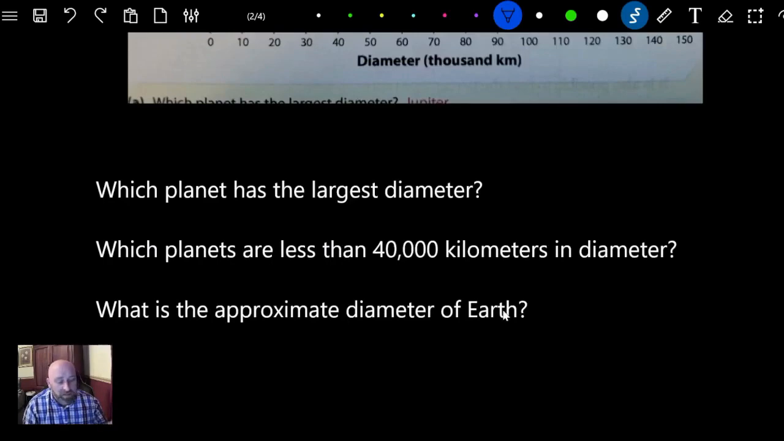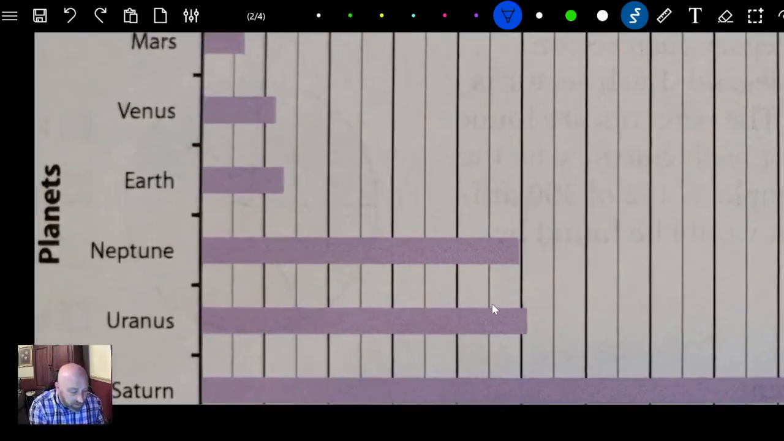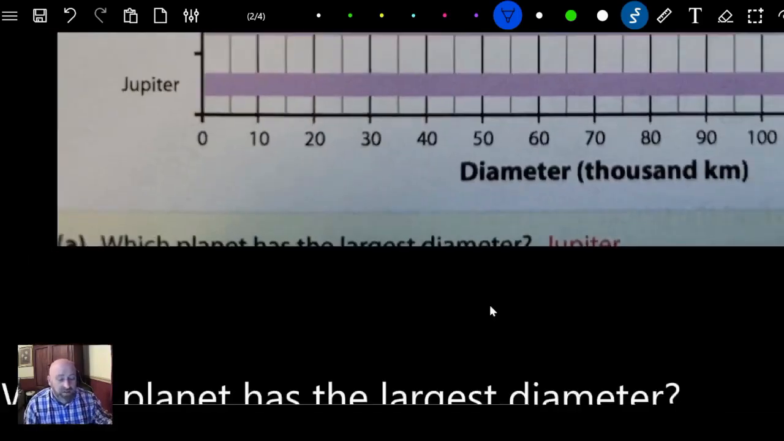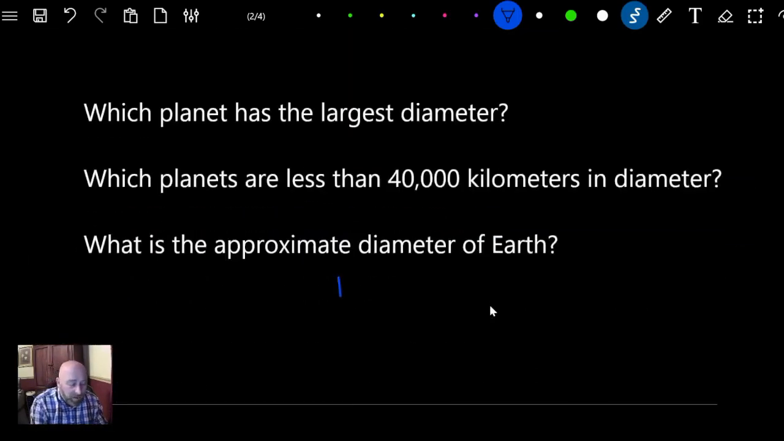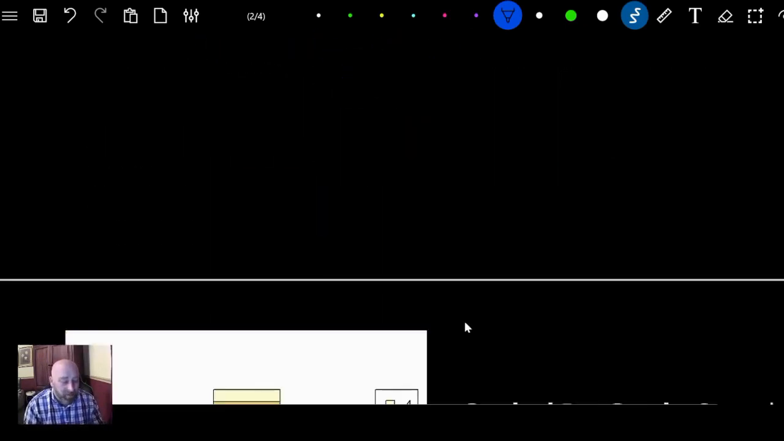All right, so next. What is the approximate diameter of Earth? So we're going to zoom in kind of here on Earth. Look, that's 10, and that's 15. It's about right in the middle, right? So what's between 10 and 15? 12.5, something like that. So we might say 12.5 on that. 12,500 is what I mean by that, kilometers. You're just estimating. Notice it says approximate because we don't care about the exact number.